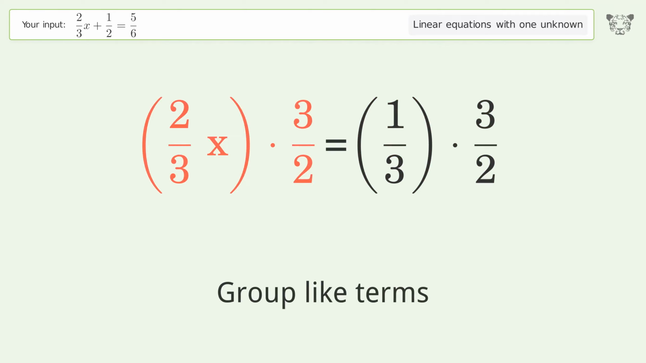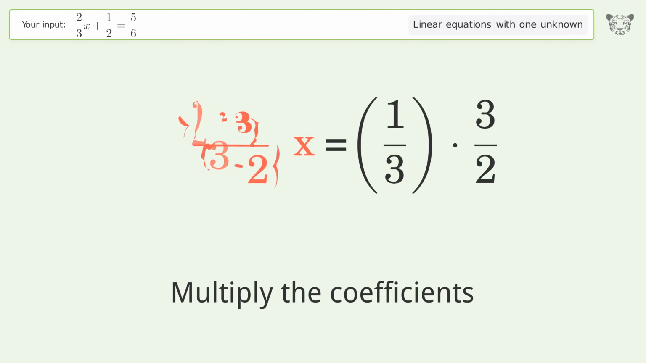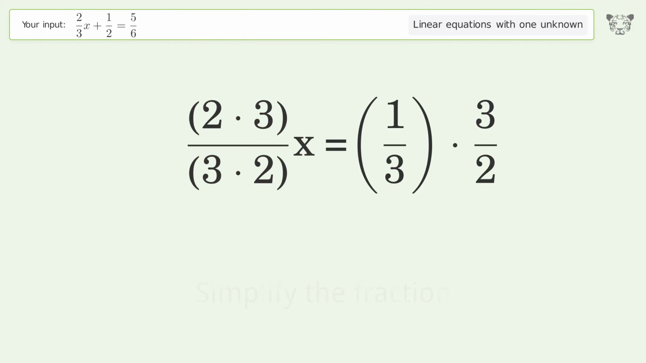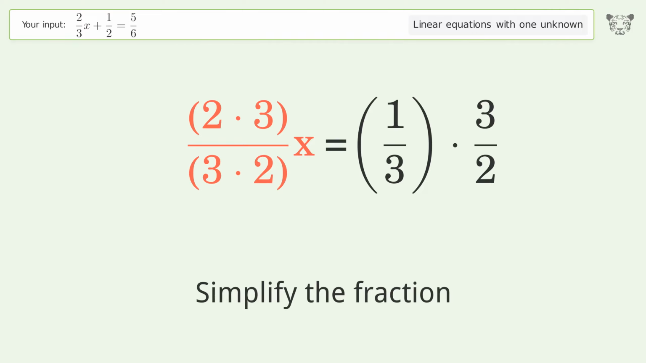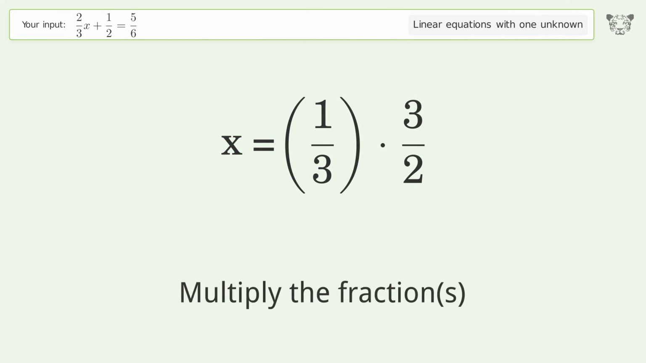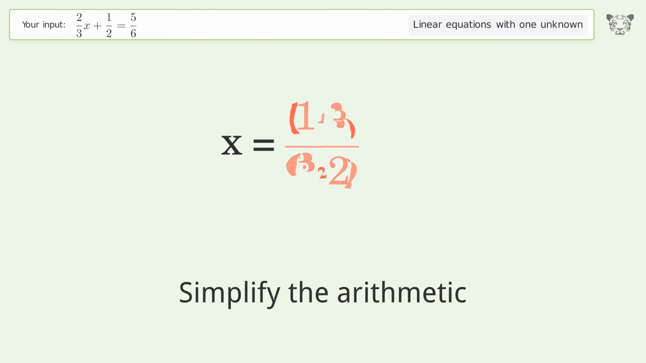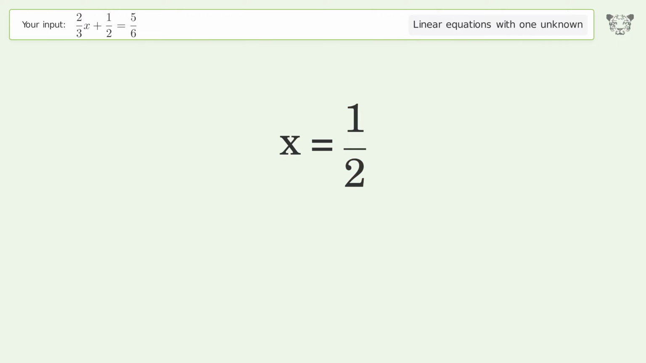Group like terms. Multiply the coefficients. Simplify the fraction. Multiply the fractions. Simplify the arithmetic. And so the final result is x equals 1 over 2.